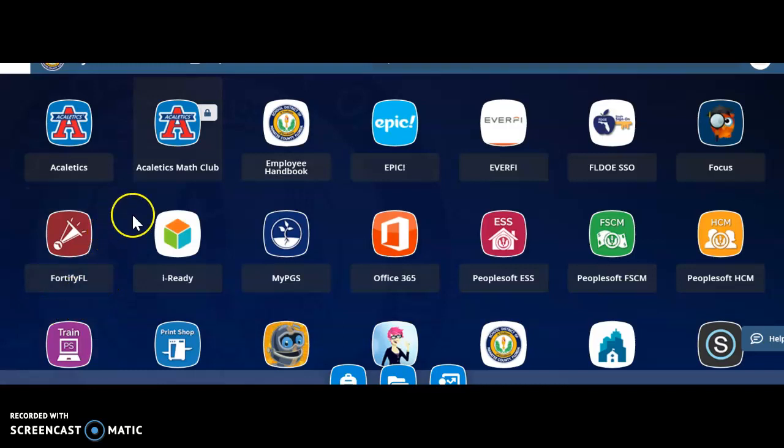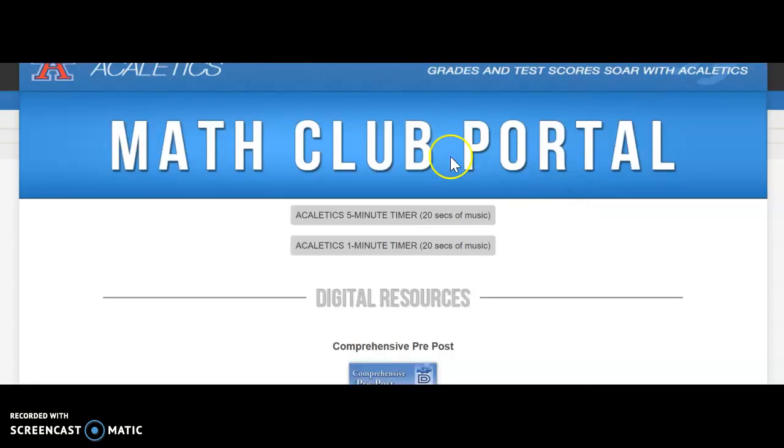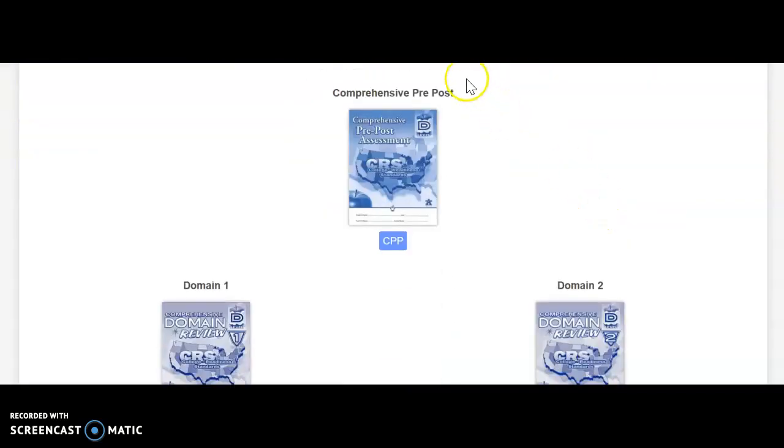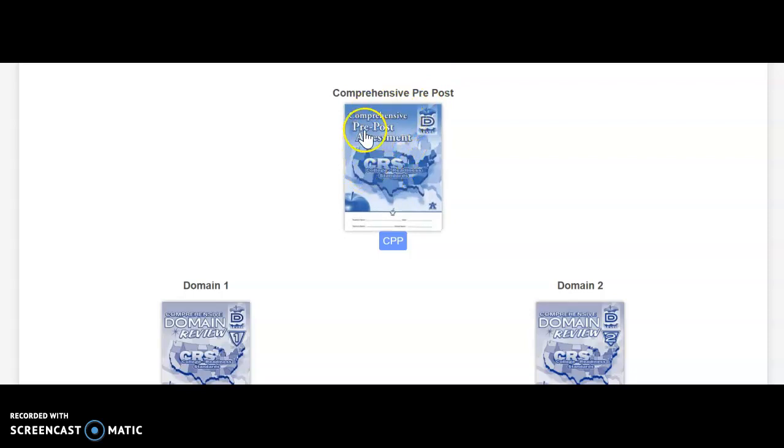Log in and use Accoletics Math Club. So far this year, we've been completing the scrimmages here using this tile just labeled Accoletics, but now we're going to take a look at this tile. I know that we've talked about it before. Some of you may have used it, but when we click here, we are going to scroll down and we're going to click this booklet right here, the pre-post assessment.